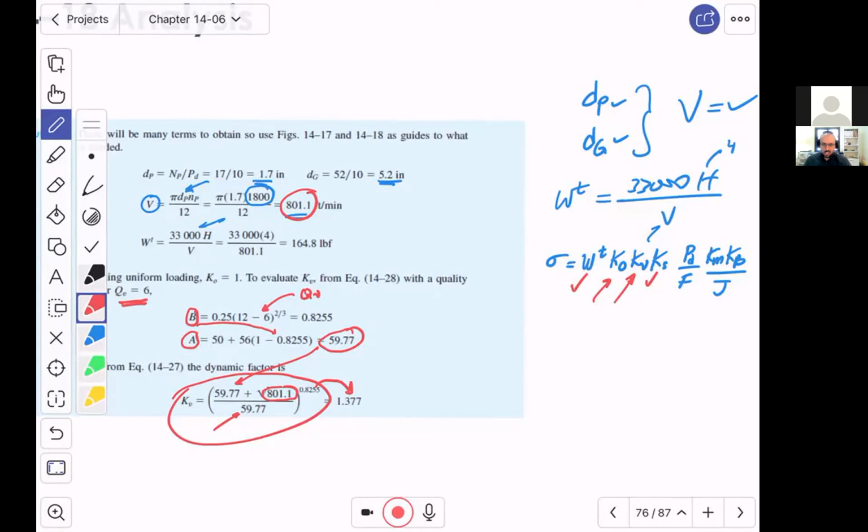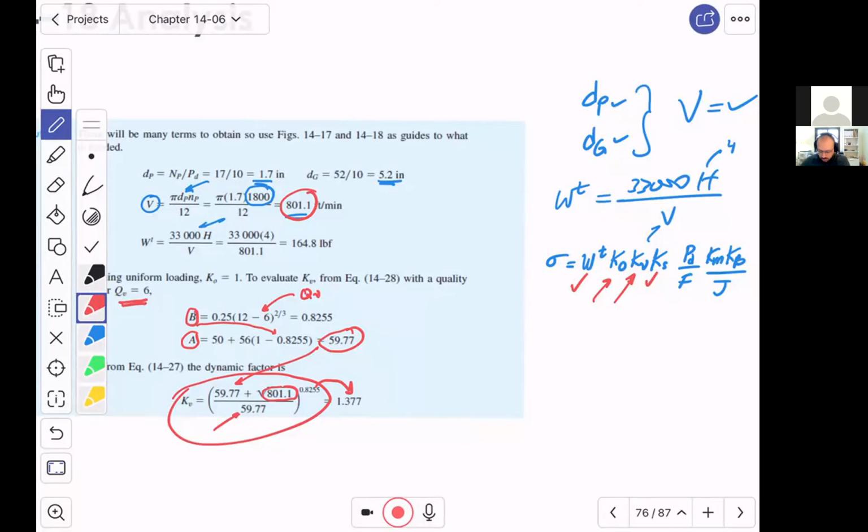KO should be the same for the pinion and the gear. If it is smooth, it's smooth for both of them. KV, if you look carefully at KV, the quality number, it's a quality number for both. And the pitch line velocity is supposed to be the same for both, which means both the gear and the pinion will have the same KV. Okay? So then we move to KS.